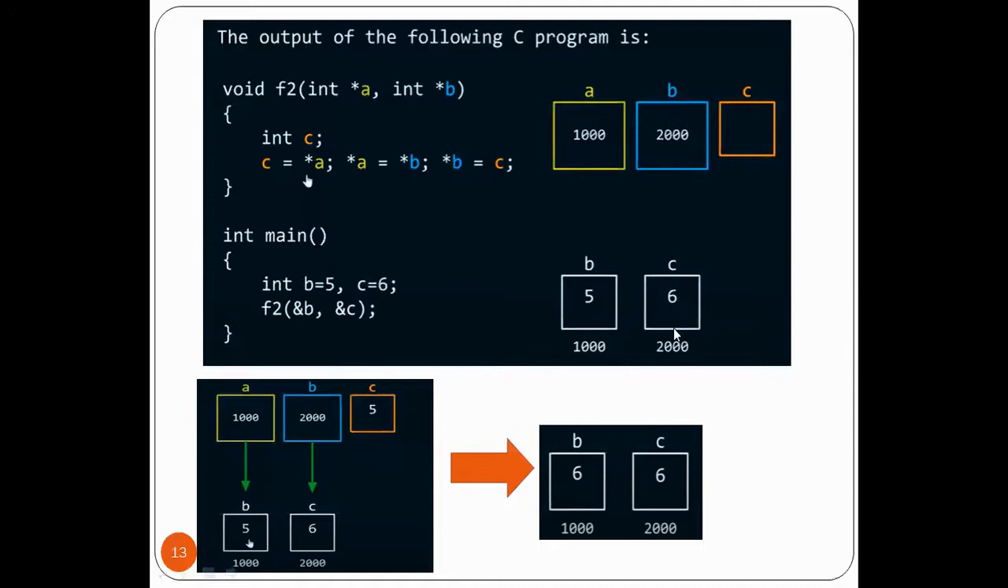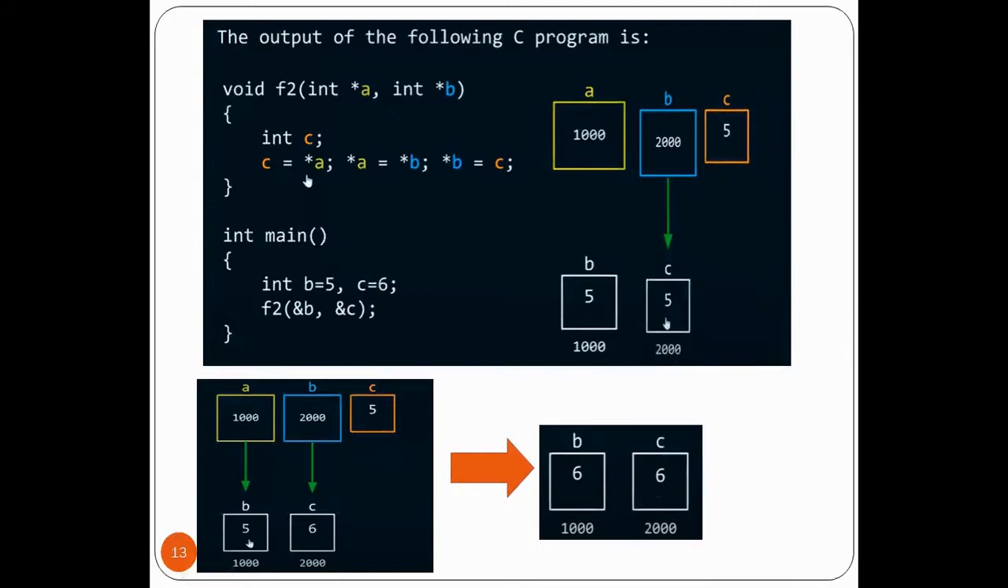Now at C we have a value, it is just a variable C, so we are just looking at the value, which is 6 over here, right? And what we are doing, we are making it equal to pointer B.